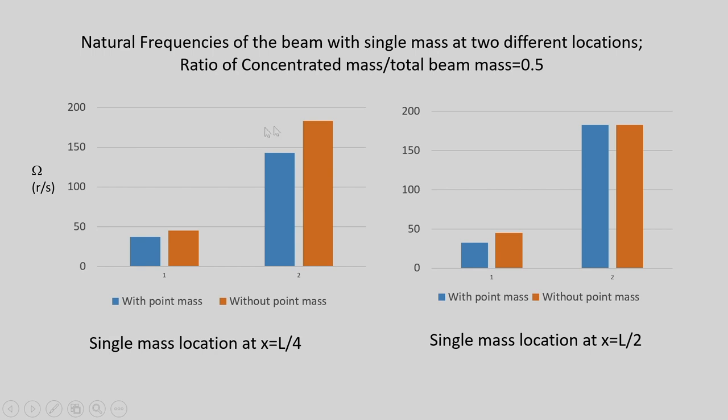If I compare the natural frequencies of the beam with a single mass at two different locations, where the ratio of the concentrated mass to total beam mass is 0.5, we can see that at x = L/4, both the frequencies with point mass are reduced. But when the mass is located at x = L/2, the second natural frequency remains almost the same. There is no change because the mass is located at the node point of the second mode, and the first natural frequency drops further compared to the case where the mass is located at x = L/4.